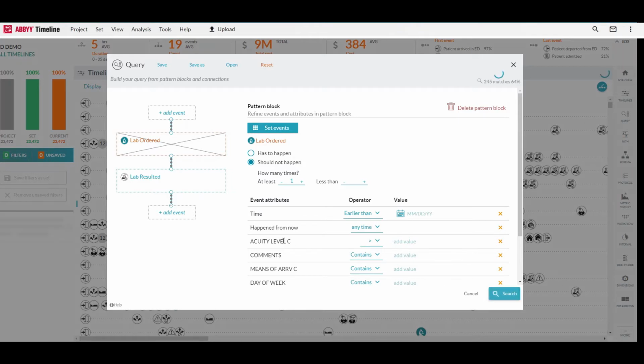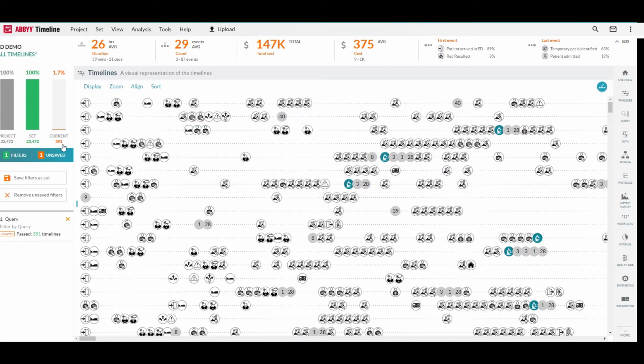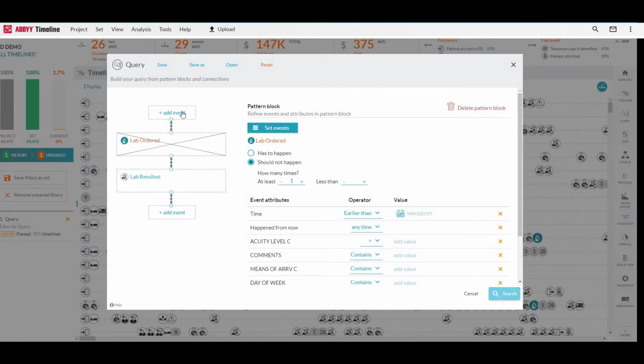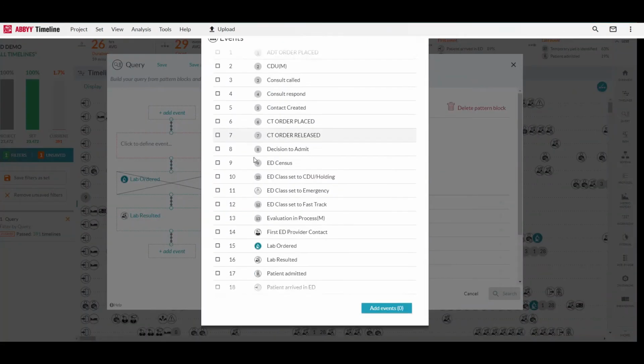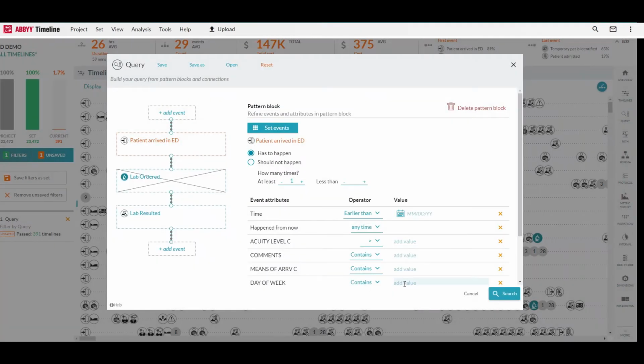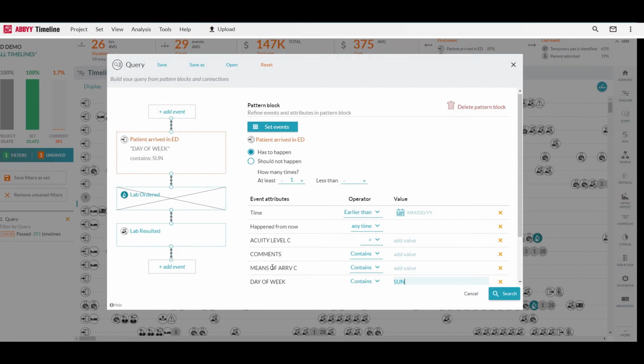I quickly search on this, and I'm returned with the 391 patients that have exhibited this specific scenario, having lab results without an order. I can make this even more complex, so let's add to this query and say, I'm really only concerned when the patient arrived in the ED, only when it came on a Sunday, so very specific. And you know what? One lab result without an order, I can explain that. Let's only look at those that have two or more lab results without an order being placed.